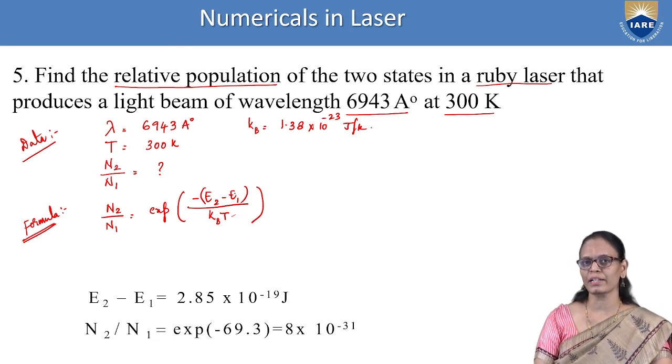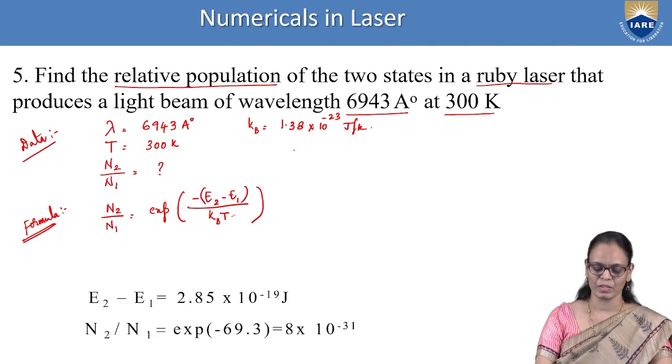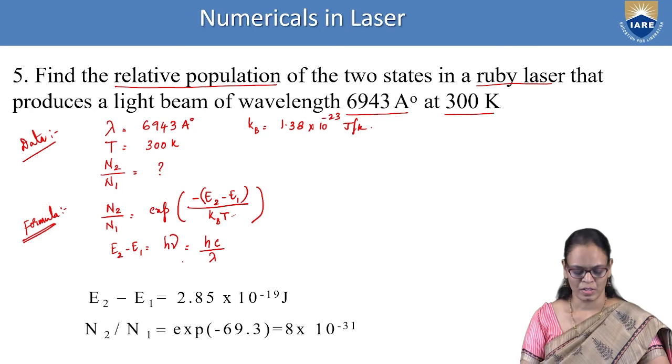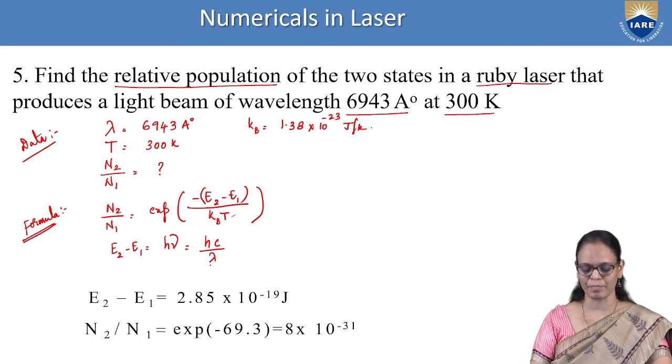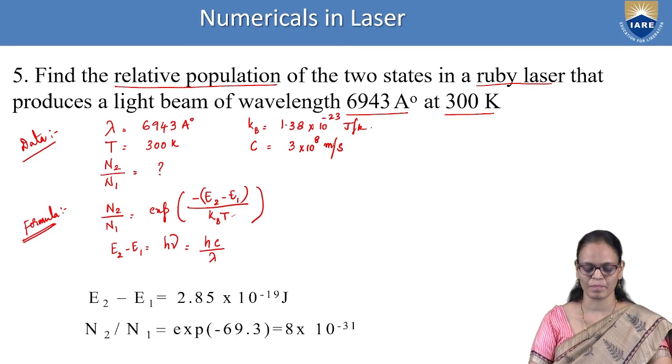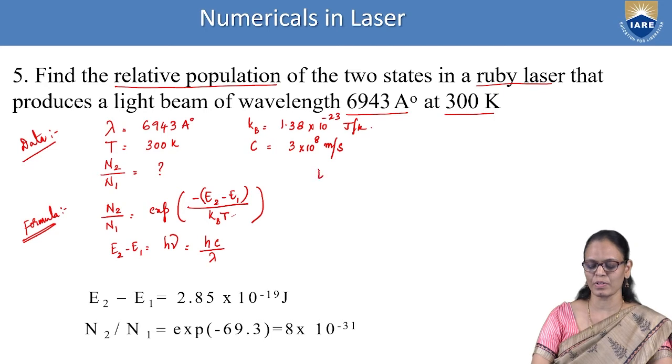So how do we get the difference in energy? The formula for E2 minus E1, we will write it as h nu. And since we don't have the frequency, we have the wavelength, we will write it in terms of wavelength. H nu is equal to hc by lambda. And the value of c, the velocity of light, is 3 into 10 power 8 meter per second. Now, first we will find E2 minus E1.